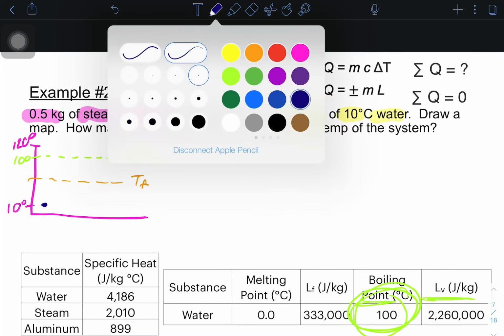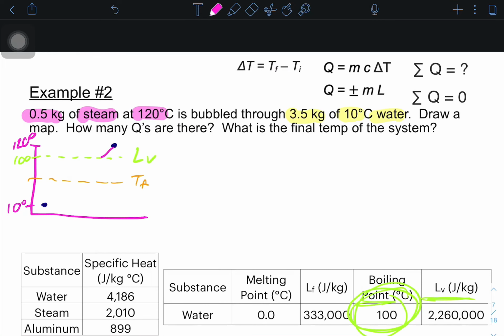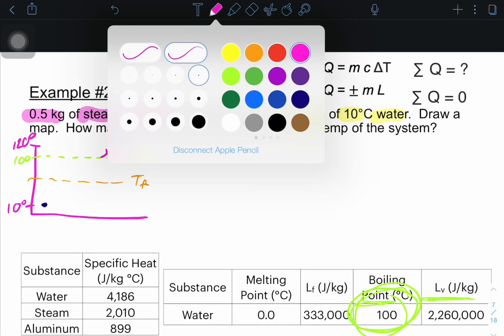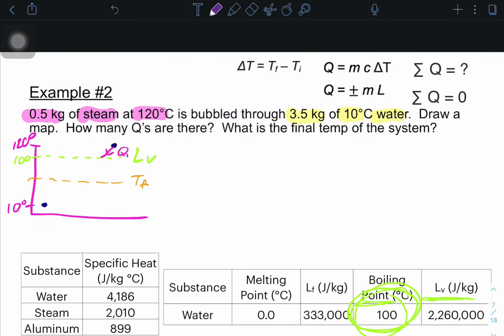So what happens to my steam? Well, my steam first needs to cool down. We're going to call that Q1. Then my steam goes through a phase change, and my phase change looks something like this. Now, we've identified that's latent heat of vaporization because it's at the 100-degree phase change. It's not technically boiling, it's actually condensing now. But we are removing heat from the steam, so we need to keep in mind that this LV is going to be a negative number, and that's going to be my Q2.